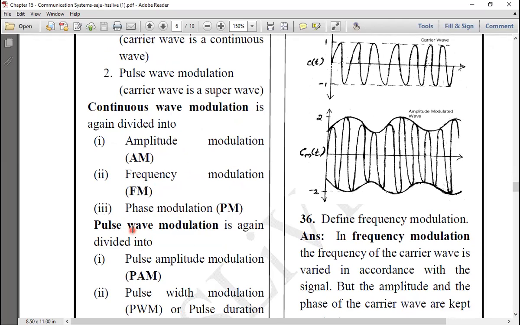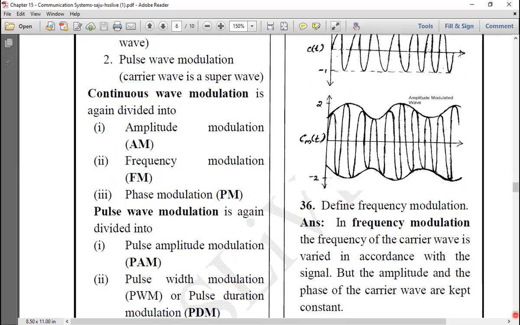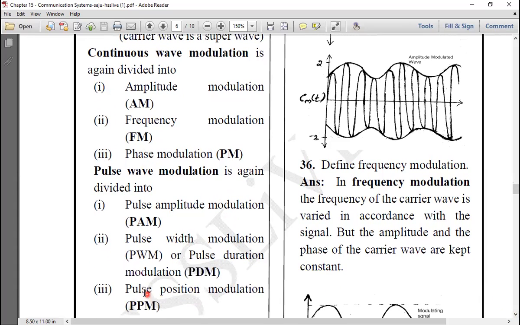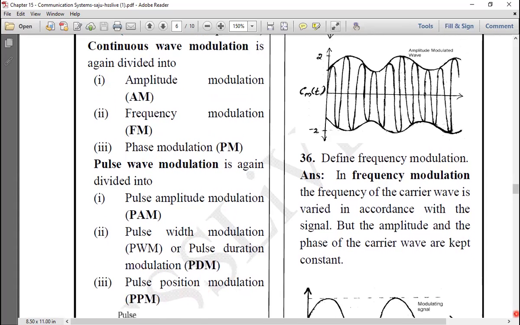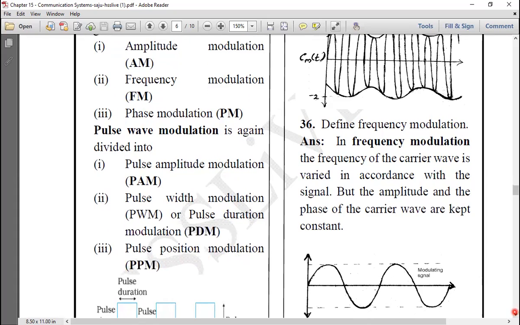And the second one, pulse wave modulation, is again divided into pulse amplitude modulation and pulse width modulation, that is PAM and PWM. So basically you have these two main types, and then out of those two, again you have three parts each, that is pulse position modulation also, PPM, PWM, PAM.